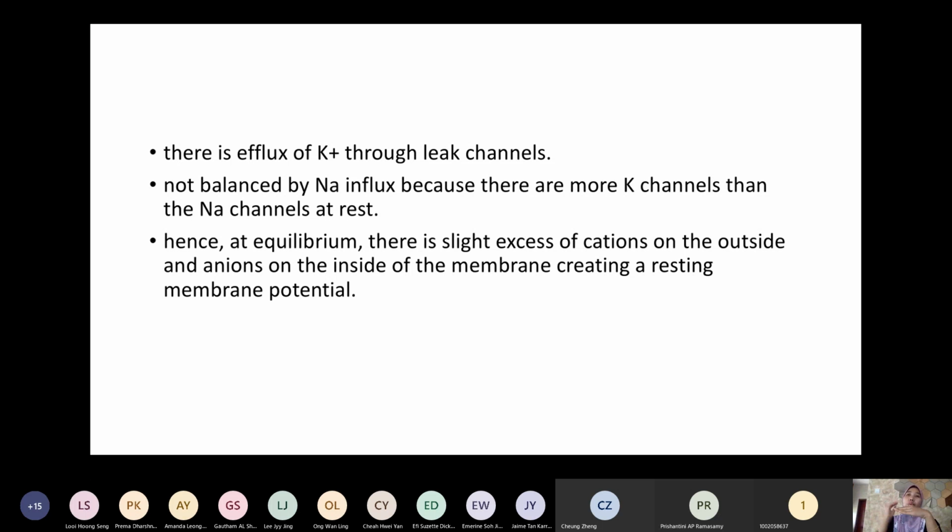When this potassium ion gets out of the cell's membrane at all times, it leaves the inner cell negative. That's why our resting membrane potential, with the activated potassium leak channels, causes our cells to be in a polarized state at all times. It is not balanced by the sodium influx because there are more potassium channels than sodium channels. That's why at equilibrium there is a slight excess of cations, the positive ions, outside, and anions, the negative ions, inside. That creates the resting membrane potential.